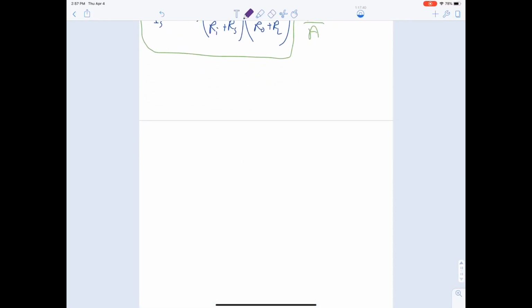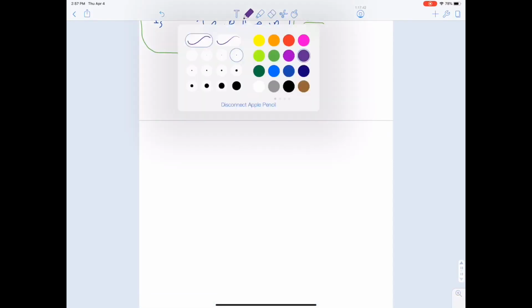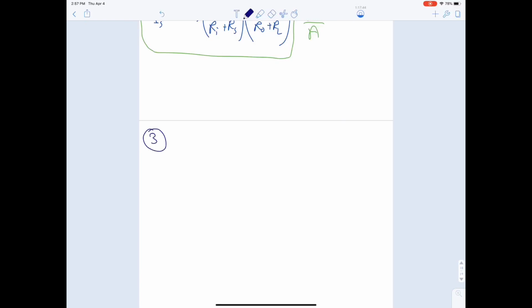Third type of amplifiers. The third type is transconductance. What is conductance? The symbol of conductance is G, which is 1 over R. If R is V over I, then what's G? It's I over V, right?